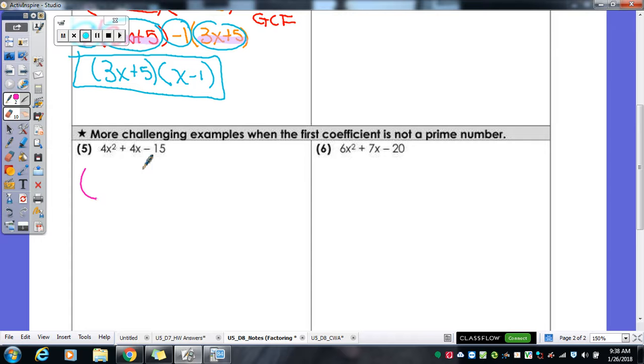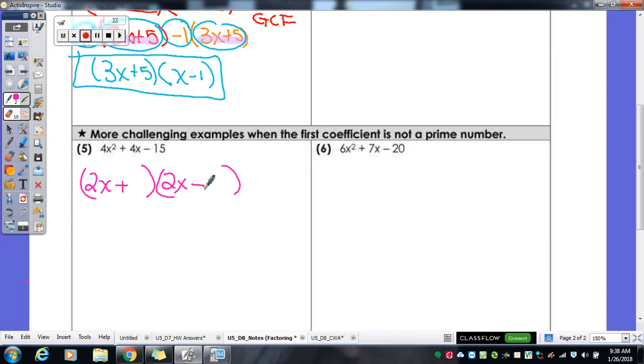So number 5, set up my 2 sets of parentheses. We're going to try it like we did the ones on the front. For 4x squared, we got a couple of options. We got 4x and 1x, or we got 2x and 2x. So basically, you just got to pick one and then try it. And then if it doesn't work, you try the other ones. So which ones do we want to try? All right, John said 2x and 2x. What will our signs be? Because we have a negative 15 at the end. Different. So 1 plus, 1 minus.